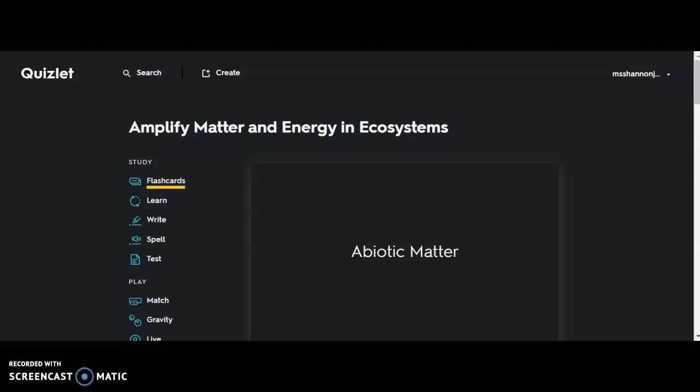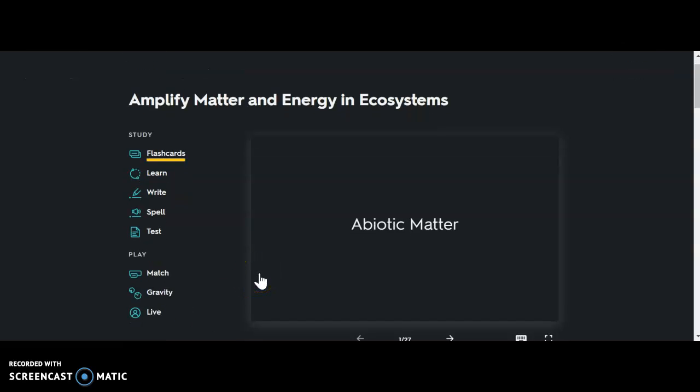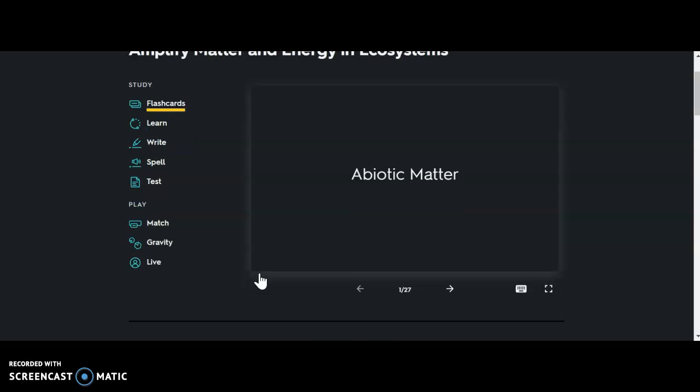I'm here to introduce you to the new vocabulary that we are going to have for our Amplify unit called Matter and Energy in Ecosystems. And you can see that we have the Quizlet pulled up, and there will be a link to this Quizlet on Google Classroom. So you are going to want to go here.